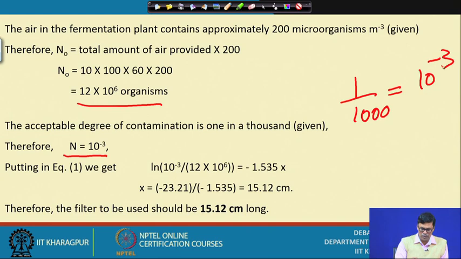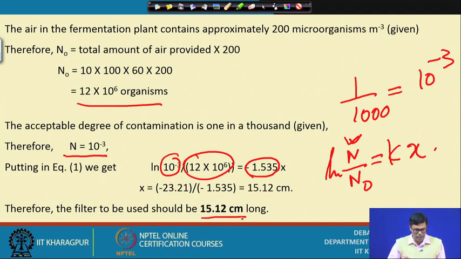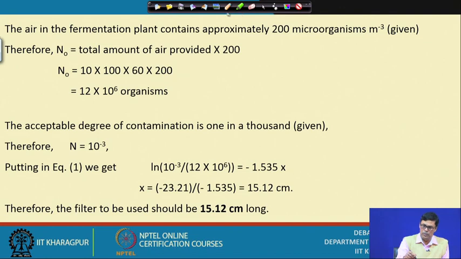Am I right? So, what is the formula? ln n by n0 equal to k into x. Now, the n value we already know, 10 to the power minus 3, that we put here. This is the total number, this is n0, and this is the k value. So, we can easily find out what the length of the filter should be. This is 15.12. It is not very difficult, you can easily do that.